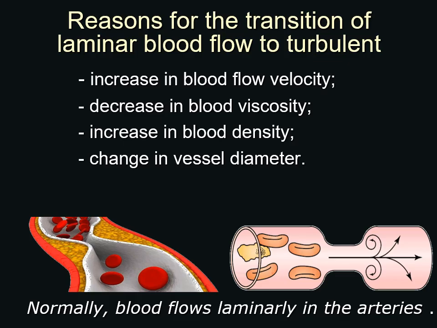The third reason is an increase in blood density. This may be due to the same increase in temperature, when moisture simply evaporates from the body and the blood loses moisture, which changes the composition of the blood, the ratio of formed elements and blood plasma. It also affects the possibility of transition from laminar blood flow to turbulence.